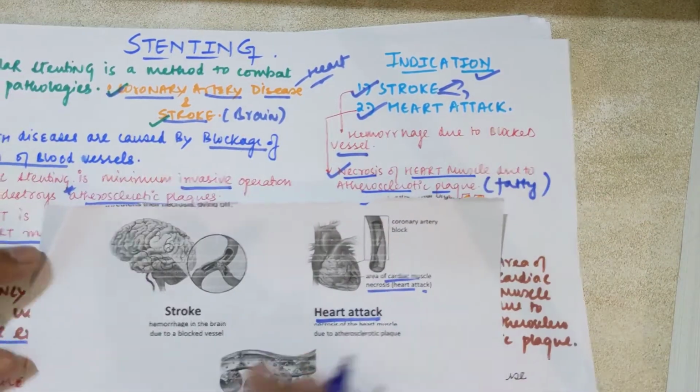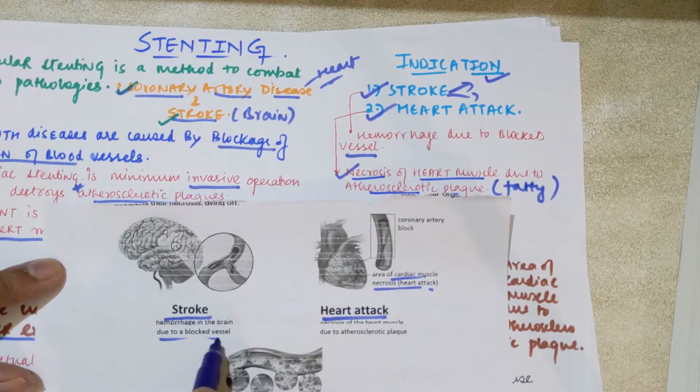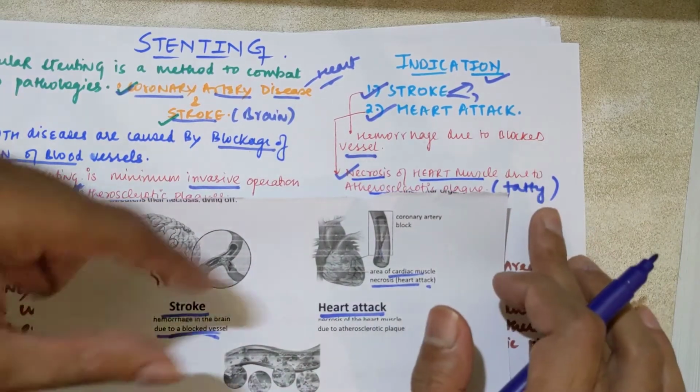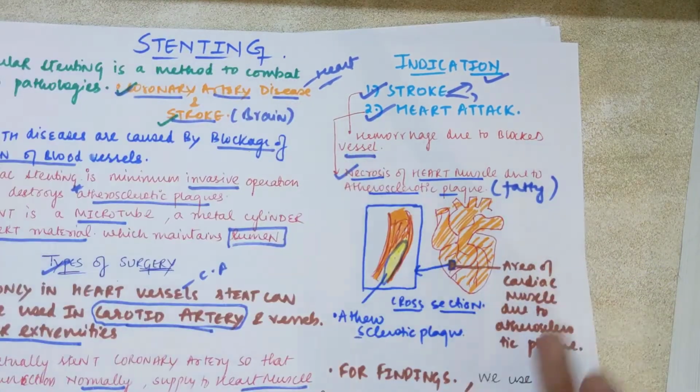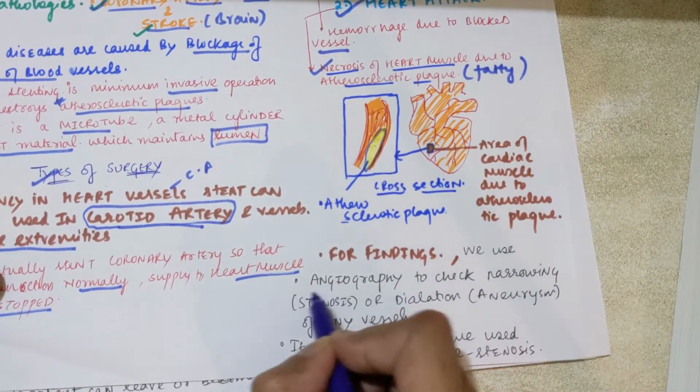Okay, and like stroke, you can see this is a carotid artery, and there is again the deposition of plaque here, and there is hemorrhage in the brain due to the blocked vessel. So this can occur in the brain and the heart both. Now findings. We can see the angiography to check the procedure.